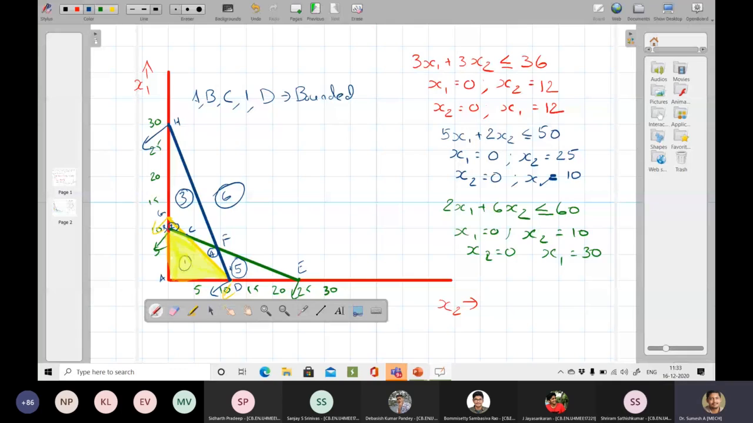They are called the bounded feasible points. The rest, H, F, E, G, they are also bounded, but they are infeasible points. And region 1 is the feasible region.